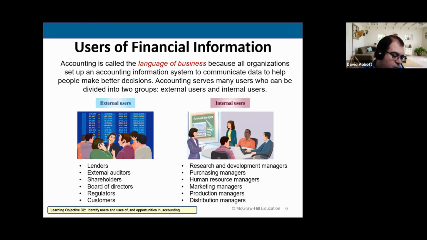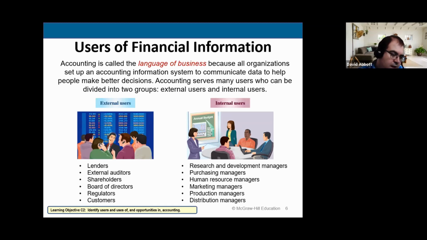Internal users are people that are directly involved in the actual business. External users are not involved in the day-to-day running of the business. Internal users are the ones involved in running the business, such as the CEO, department managers, and others within the organization. They use the information to help improve the efficiency and effectiveness of an organization. I hinted at this earlier: managerial accounting serves their decision-making needs, and you'll learn about that in the next class, which is 4B.